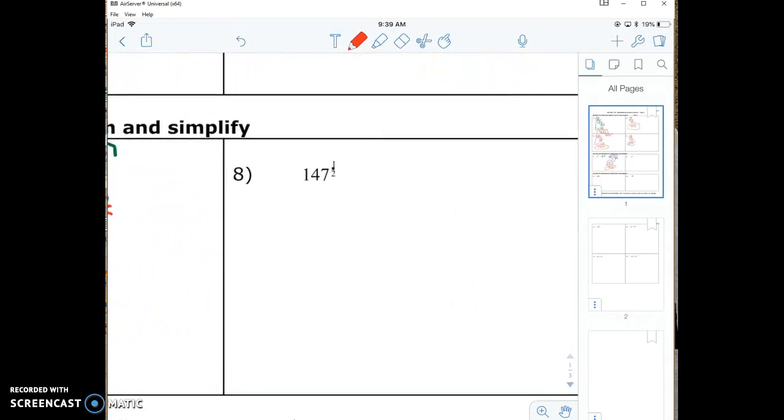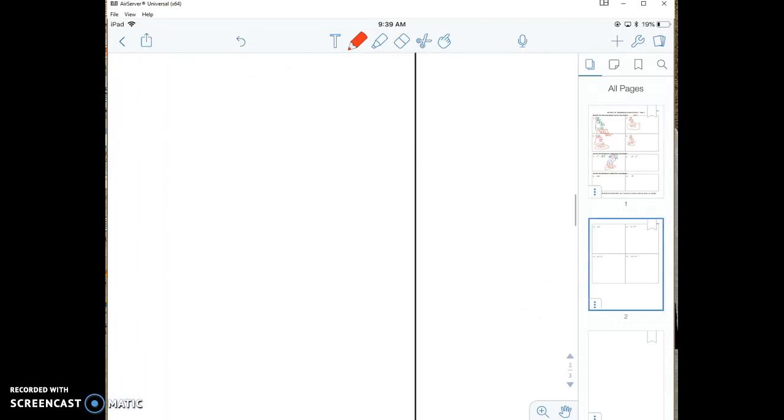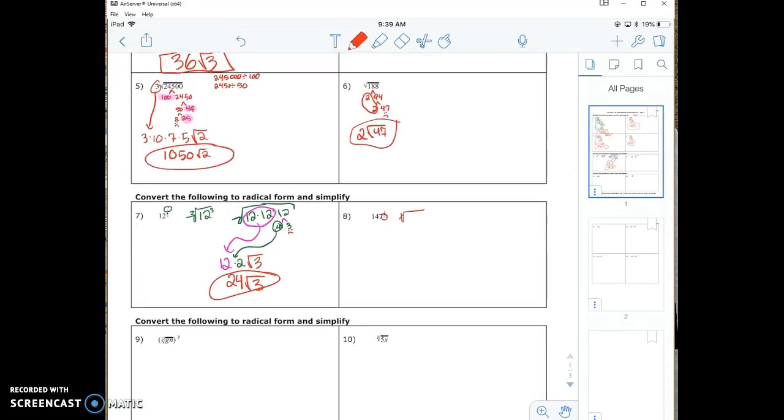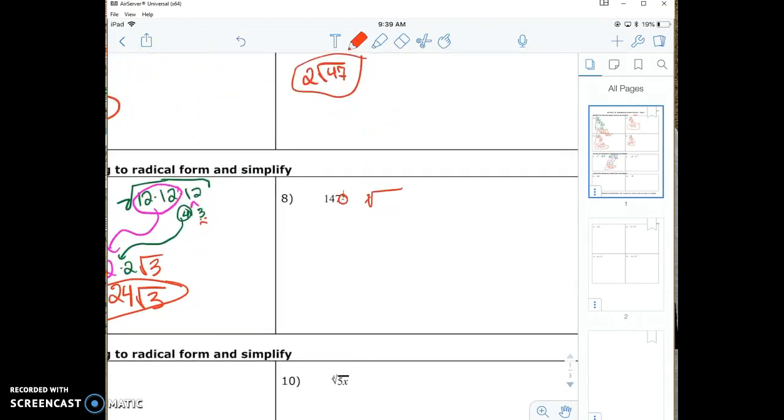147 to the power of 1/2. The denominator is my index, so square root of 147. The numerator is my exponent. So the first power just means I have 147 written once.